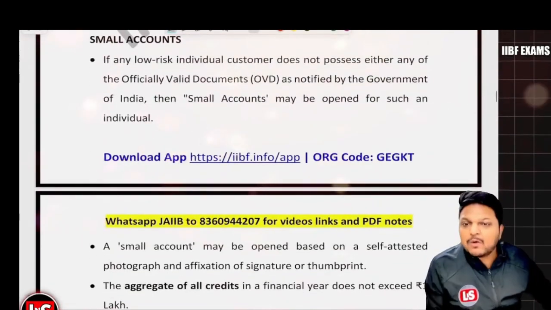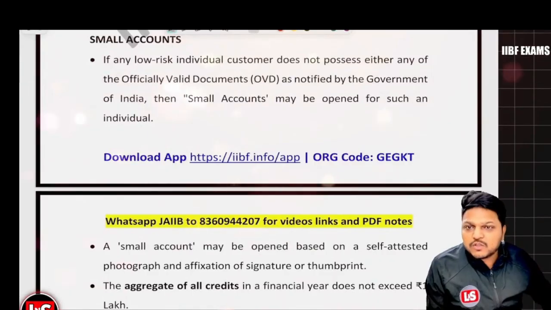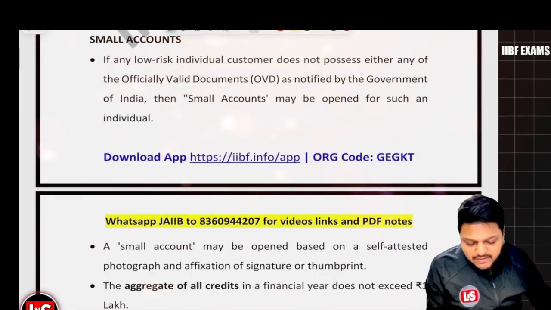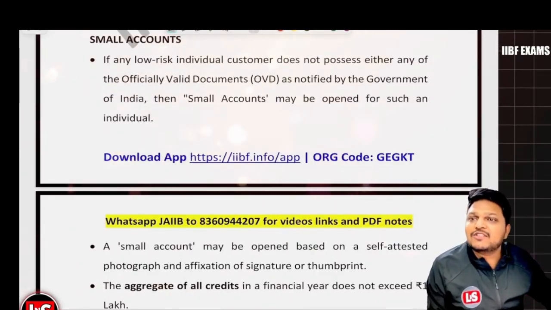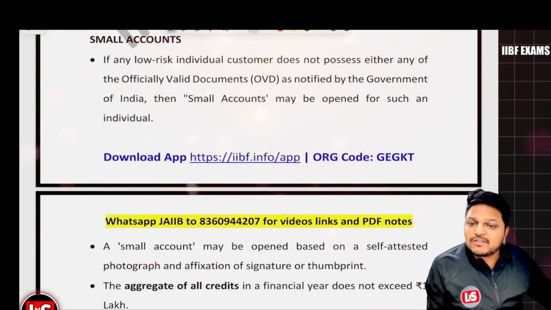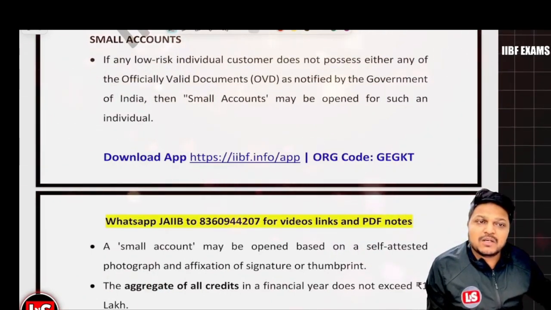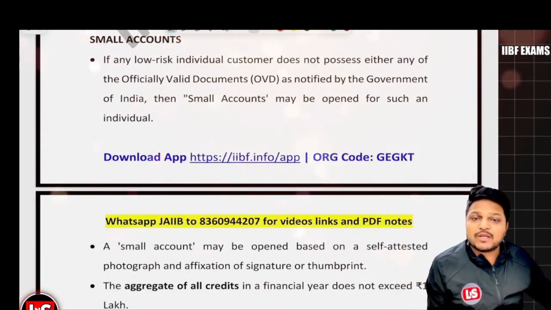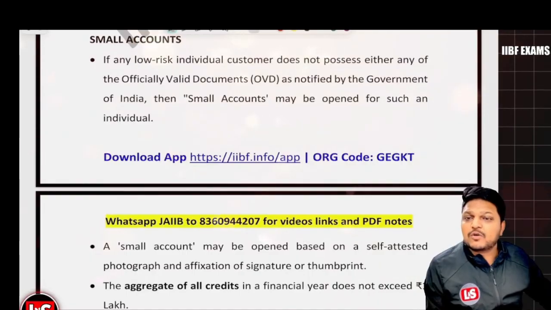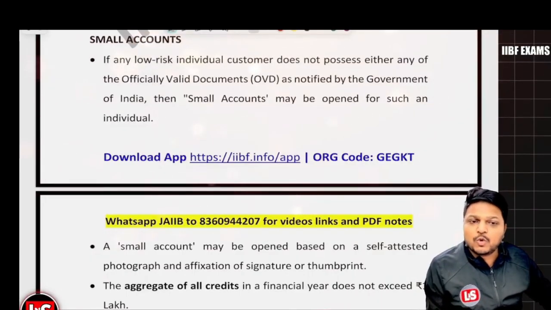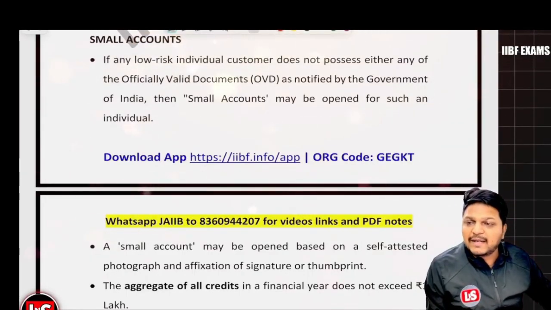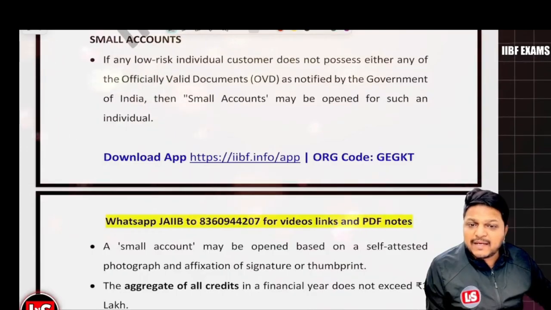After that, it's about the small account. Now, small account is basically for low risk customers. Now, there might be the categorization of the customers. Categorization could also be based upon the products, but here we are talking about the categorization based upon the customer. Now, customer might be the low risk customer, or it may be the high risk customer, or it may be the medium risk customer.